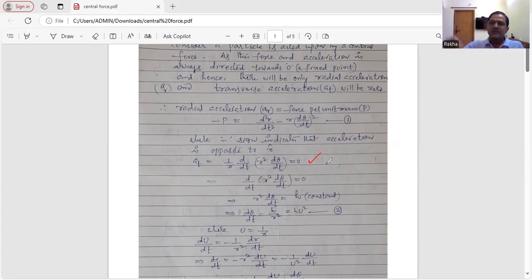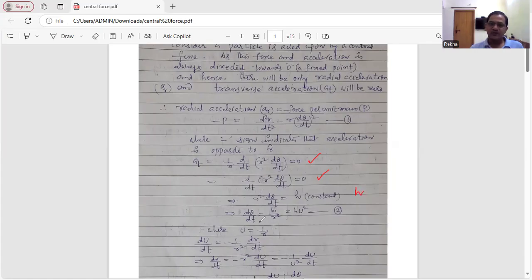Because here the particle is moving under the central force, the only force acting on the particle is along the radius towards the center, that is the radial force. Hence it has the radial acceleration. It doesn't have the tangential acceleration. The expression for tangential acceleration a_t is equal to 1 by r d by dt of (r square d theta by dt) equal to 0. So from this, r square d theta by dt is equal to a constant, which I am calling h.